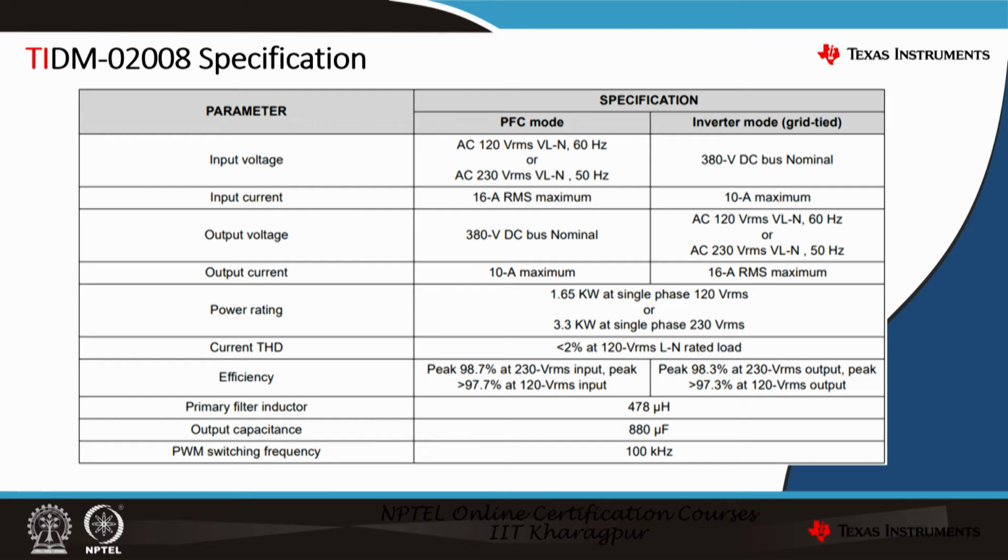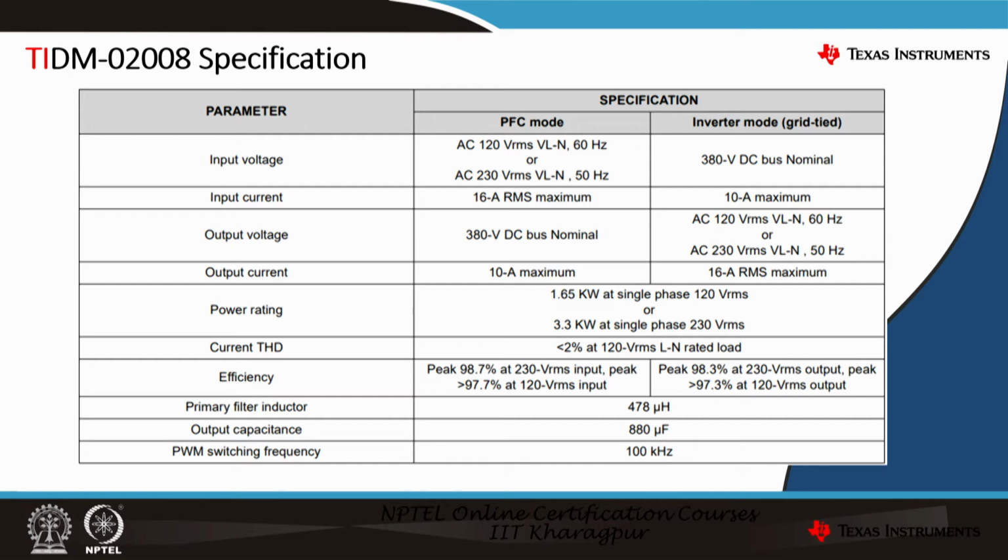In the same way, the AC 120 volt RMS 60 Hz or AC 230 volt RMS 50 Hz will become the output voltage for the inverter mode of operation. Output current, in the same way, is 10 ampere maximum or 16 ampere RMS maximum for PFC mode and inverter mode respectively. The power rating will go from 1.65 kW if operated at single phase 120 volt RMS to 3.3 kW at single phase 230 volt RMS.